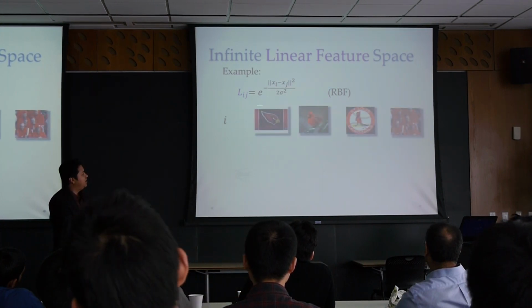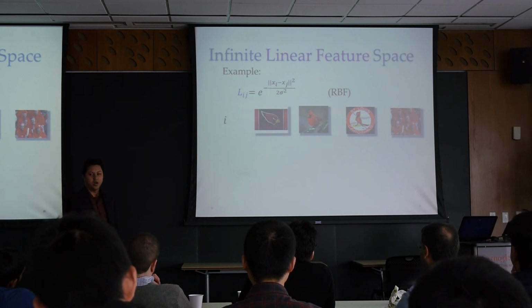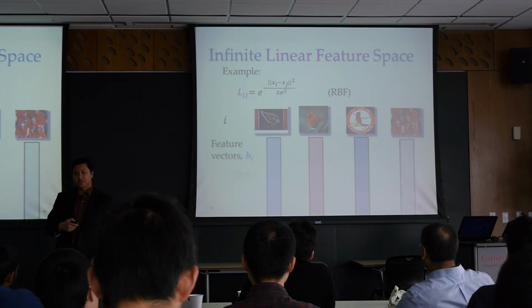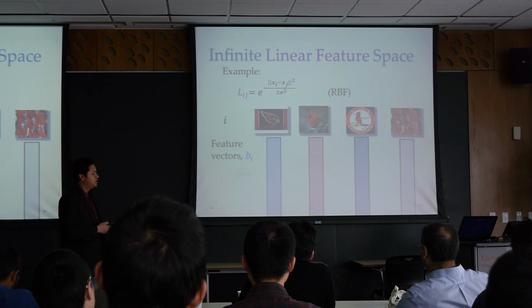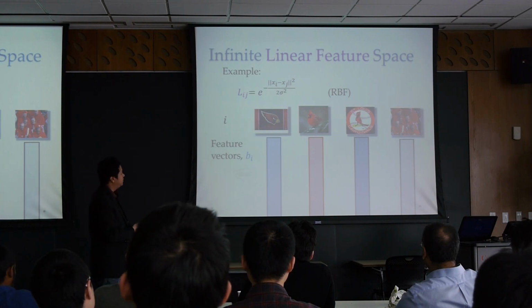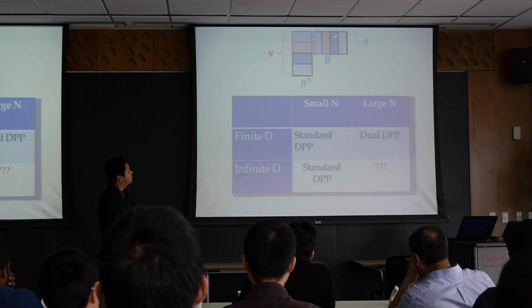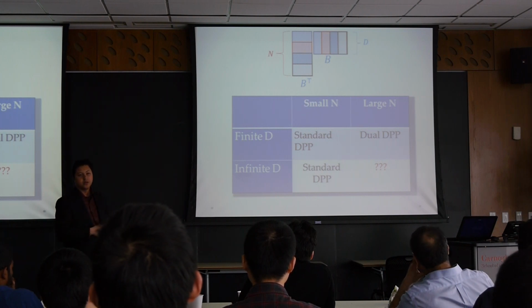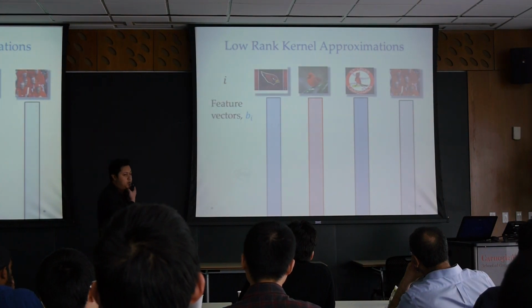The whole idea with the RBF kernel is that if you were to represent the RBF kernel as an inner product of feature vectors, you would need an infinite number of features to do that, right? So now, what we had before of having small dimension and doing the dual no longer applies, because now our D is infinite. So how do we do a sampling?